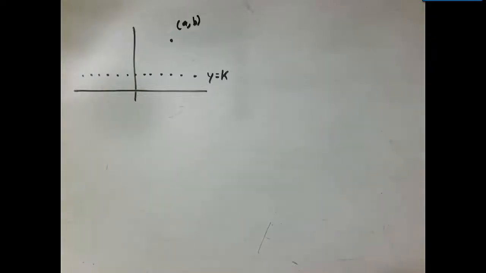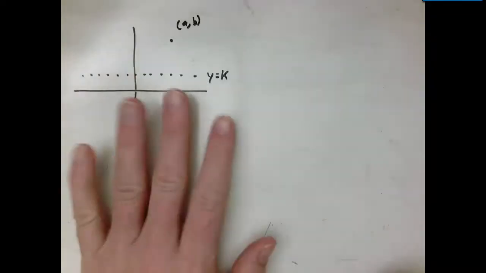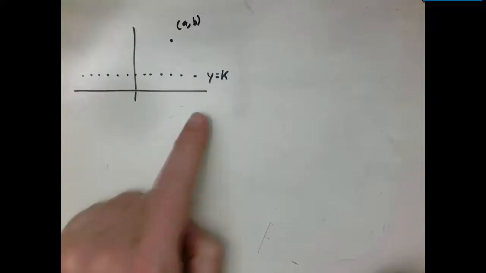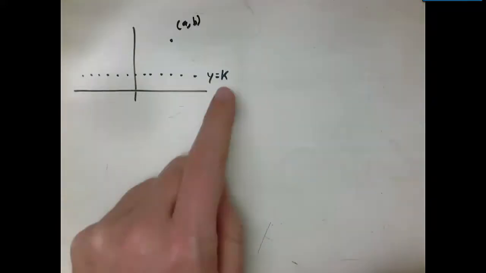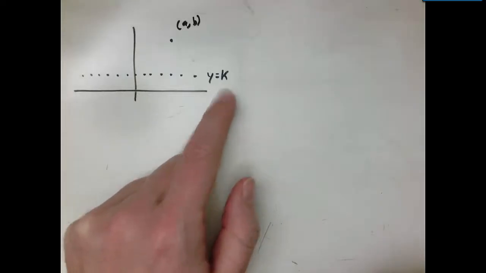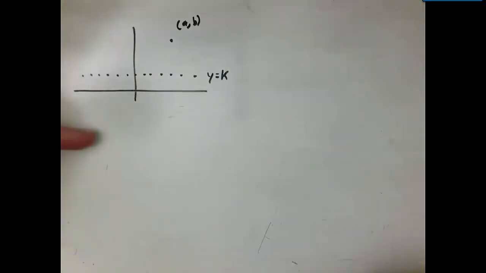Okay, let's go through the same process in general. So I've made a sketch here with a horizontal line at y equals k and an arbitrary point at (a, b). And I'm imagining k is positive, but there's nothing in what I'm about to do that relies on that. K could be negative as well, and it would work out just the same.